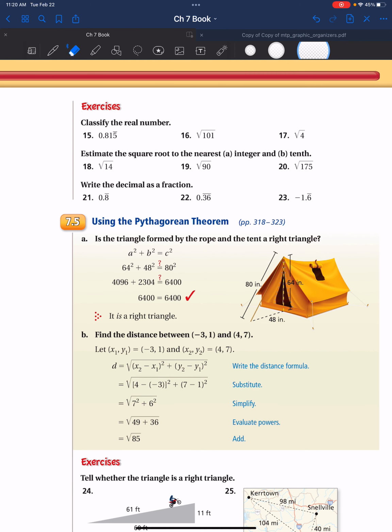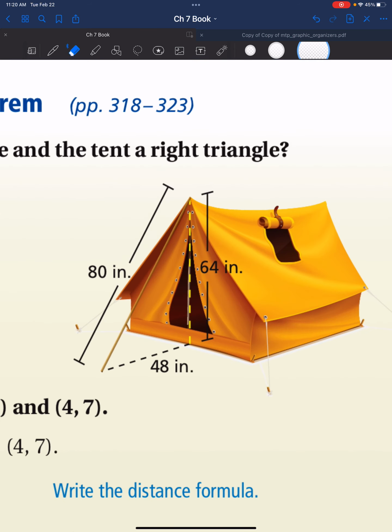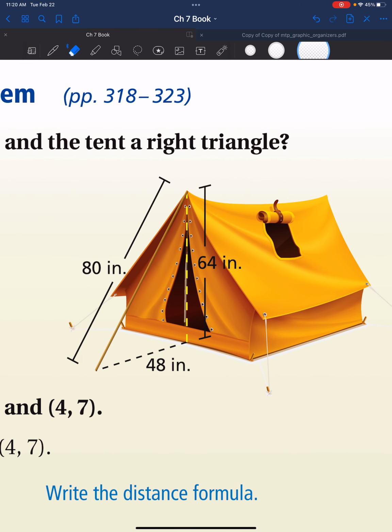For example, if I said right here, do you see that tent? I've got 80, 48, and 64, and it says, is this a right triangle? How do you prove if something's a right triangle? The Pythagorean theorem. If this is a right triangle, then a squared plus b squared should equal c squared, right? So to prove it, you would say 64 squared plus 48 squared should equal 80 squared.